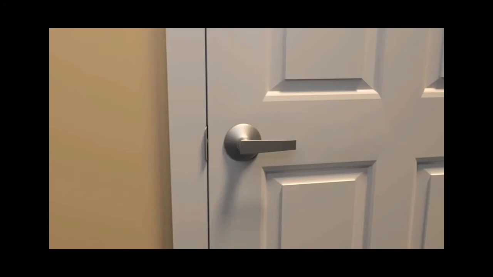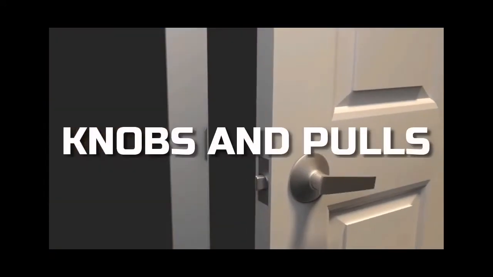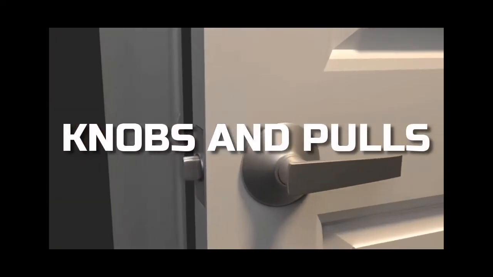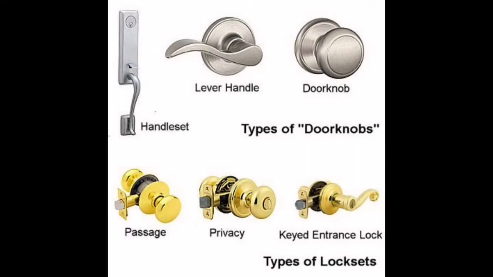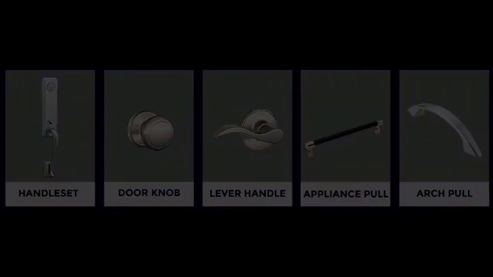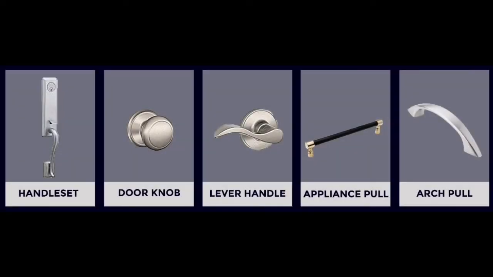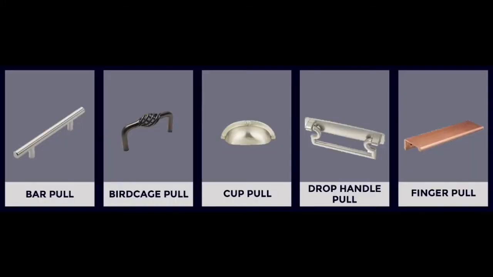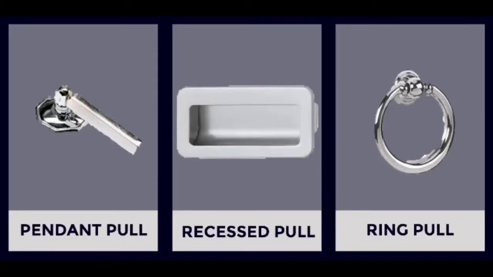In order to operate an opening or closing system, handles that users can firmly and comfortably hold onto are very important, like the knobs and pulls. There are many ergonomically designed knobs and pulls, like handle set, doorknob, lever handle, appliance pull, arch pull, bar pull, birdcage pull, cup pull, drop handle pull, the finger pull, the pendant pull, the recessed pull, and the ring pull.